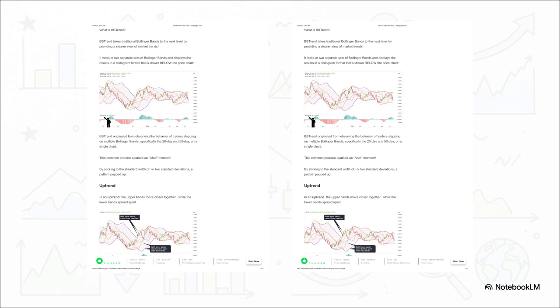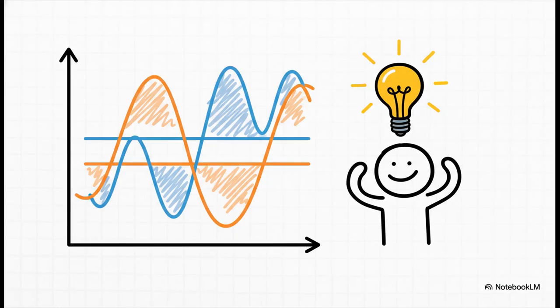So much better, right? So you might be wondering, where did this whole idea even come from? Well, it's a pretty cool story. The creator basically saw that a lot of traders were already doing this. They were stacking multiple Bollinger Bands on their charts. And he noticed something, a really clear pattern in how those bands would behave when a strong trend was happening. So BBTrend was built to just mathematically grab that pattern and turn it into a super simple visual.